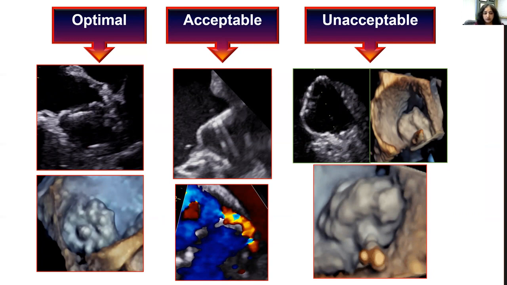Then you have the acceptable Watchman placement. So here you have a device that's a little bit more proximal, has a small mitral shoulder, but is still sealing the left atrial appendage. Here you have a device with a small leak, but is otherwise very, very stable.